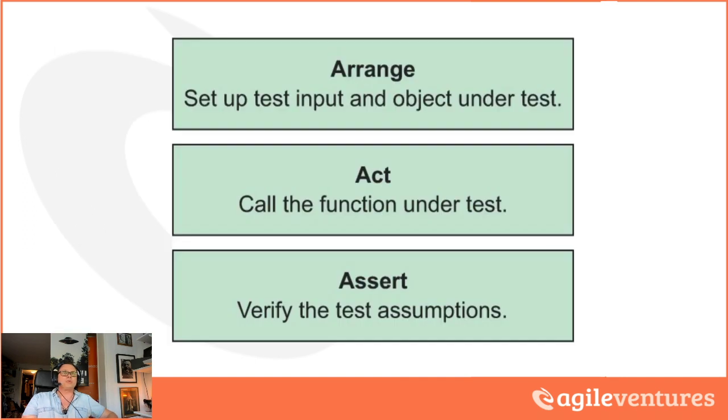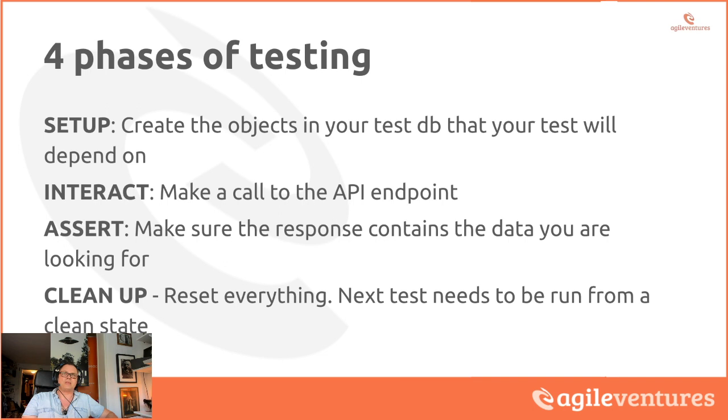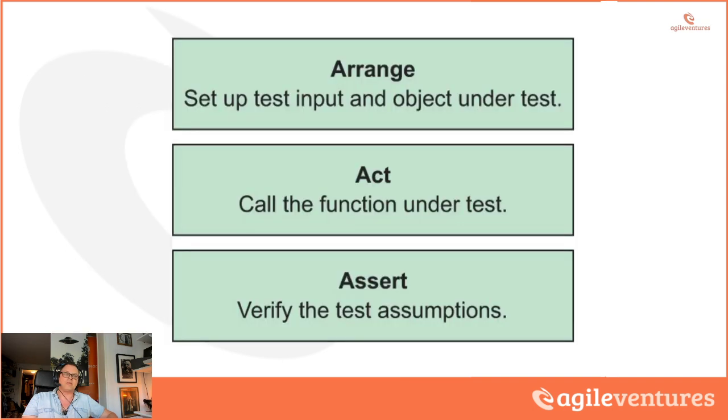Another way to put this is stolen from an instructor, a book about testing. They had this abbreviation of AAA: arrange, act, and assert, which is basically the same thing that I'm saying on this slide, but in other words. Set up the test input and object under test environment, call the function you want to test, and then assert that the outcome is what you desire it to be.